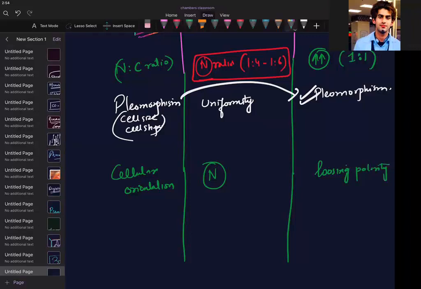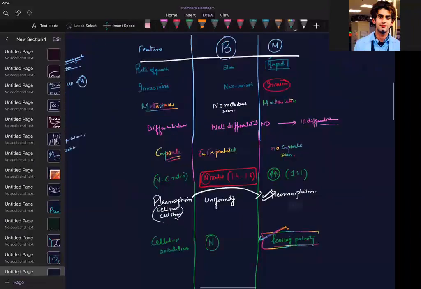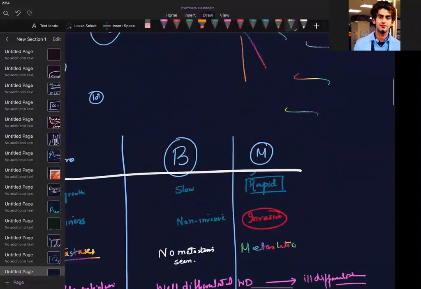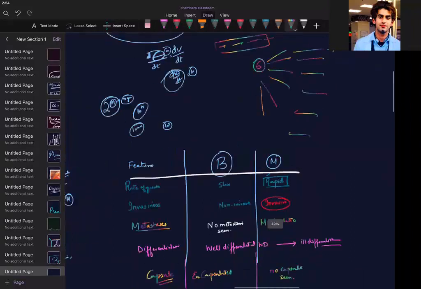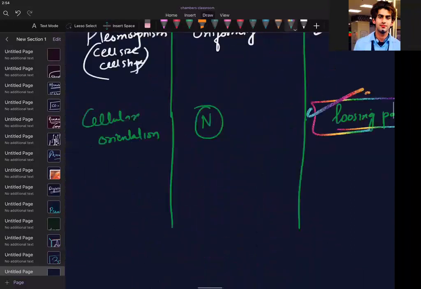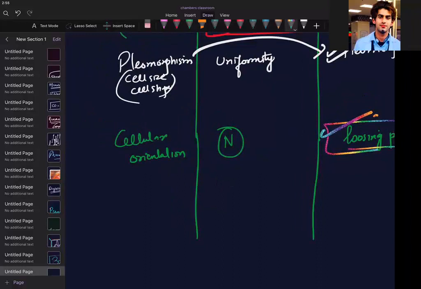Okay, losing polarity. This is important, guys. Losing polarity. Which of the following do you think, benign or malignant, will be having more amount of stroma? Stroma. Stroma will be more in benign tumors, because they have more amount of it, I hope you understand.